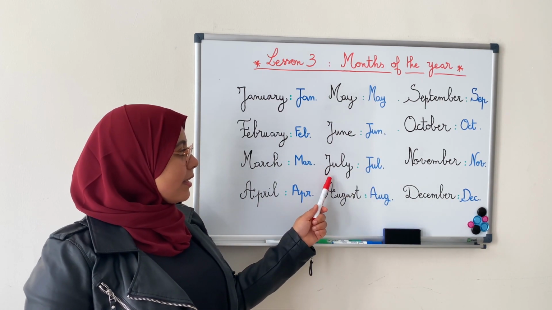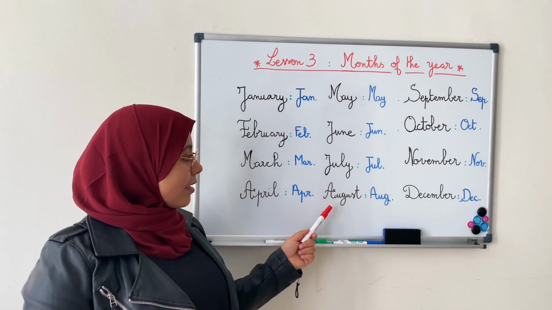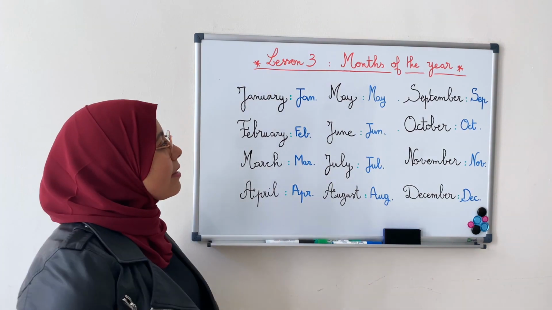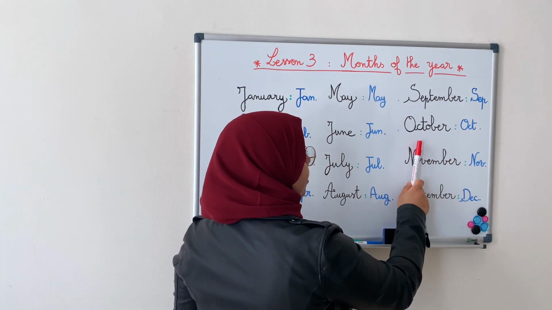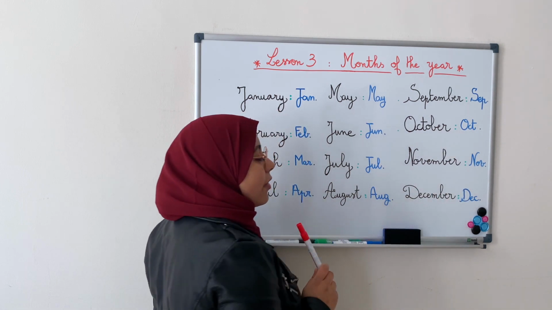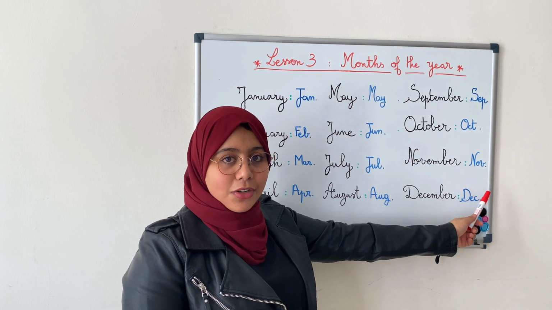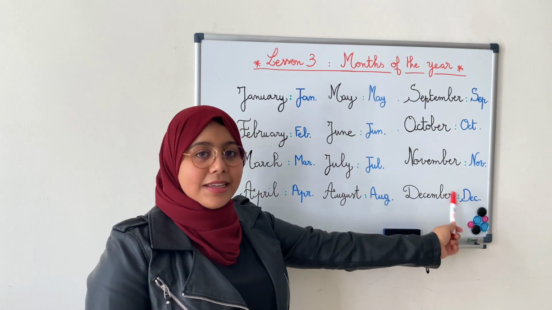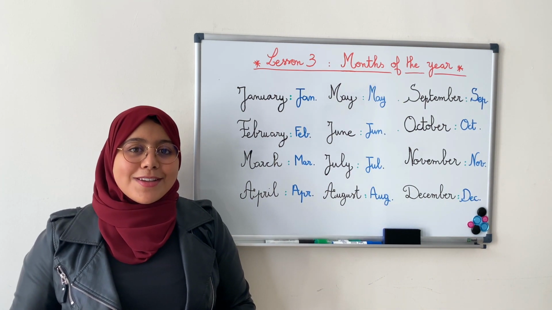Next July, JUL dot. Next August, AUG dot. Next September, SEP dot. Next October, OCT dot. And next November, NOV dot. And last, December, DEC dot. So those were the abbreviations of the months of the year.